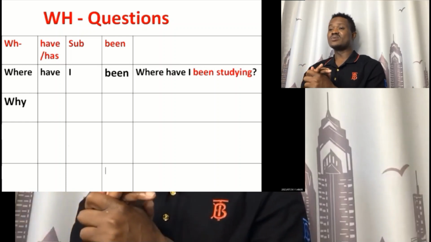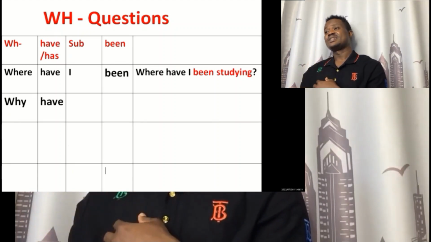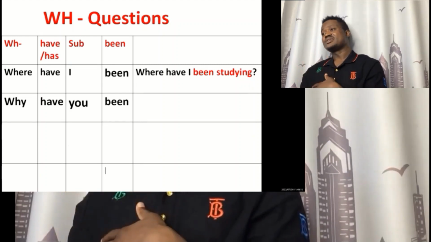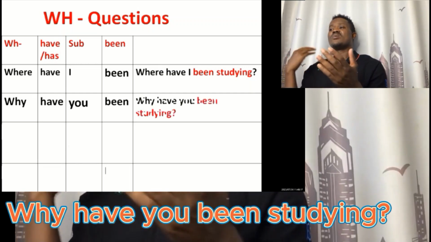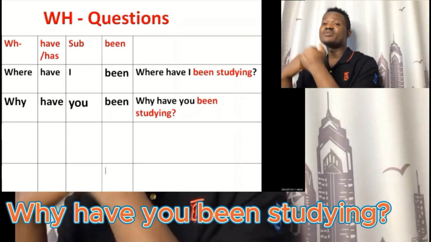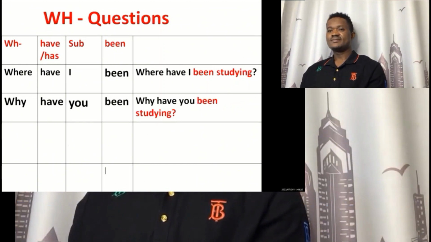Okay, let's go using the word why. Why have, and the subject is what? You, then the be verb. So the question has to be: why have you been studying? This is a wh-question. You've got to answer the question, why have you been studying?